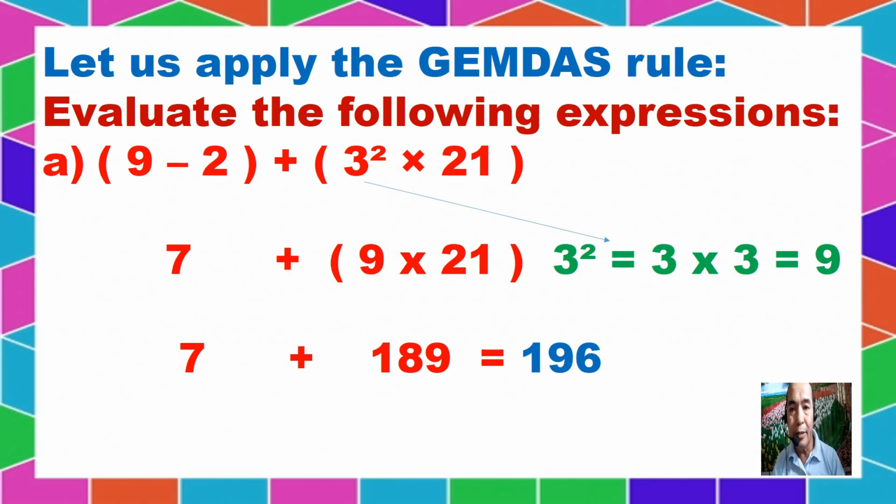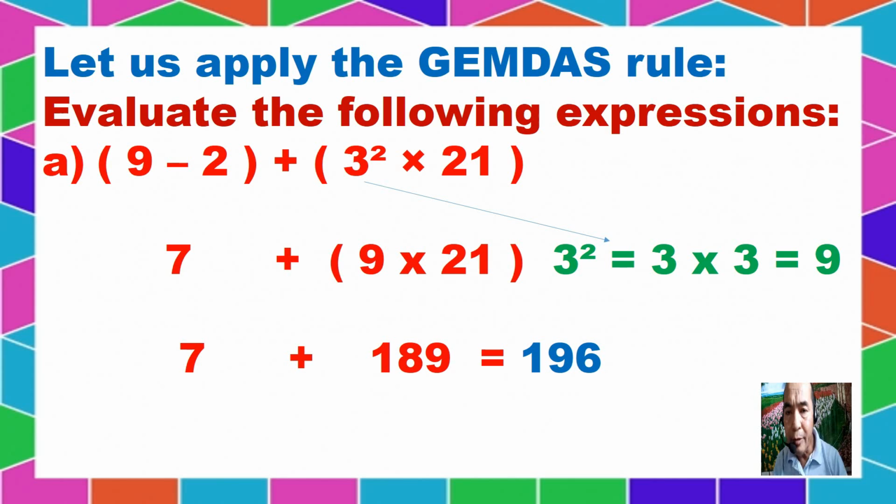So, let's go to the second grouping. We have 3 to the second power times 21. We could not perform the multiplication because the other number is an exponential number. So, we still need to find the value of that exponential number.